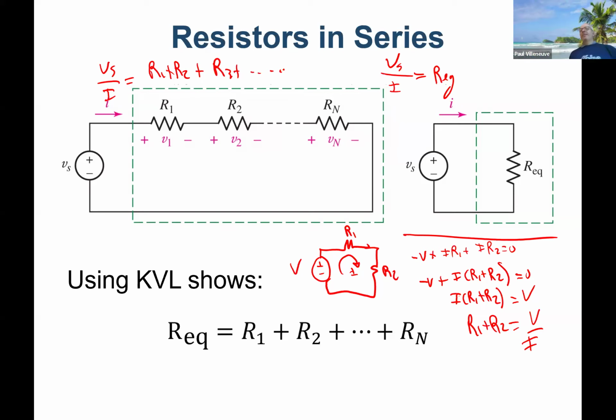Right? So what we see is R equivalent is R1 plus R2 plus R3, on and on and on. And that's how you prove the whole concept of resistors in series. It's actually a very specific application of KVL, right? Because we proved it by doing Kirchhoff's voltage law. Okay?